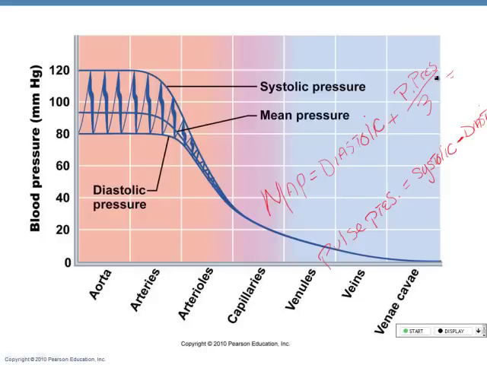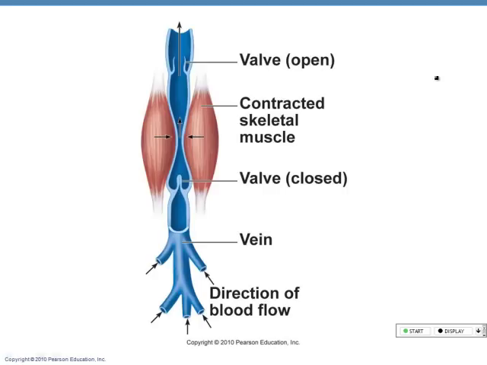So how do I get blood back if my pressure is way, way down, now in my closed circuit? I have to get everybody back to the heart. So what happens when I have such a low pressure in the venous system? It's going to take a little while for me to get back to the heart, and that's why most of the blood hangs out there. But how am I going to help get that blood back to the heart?